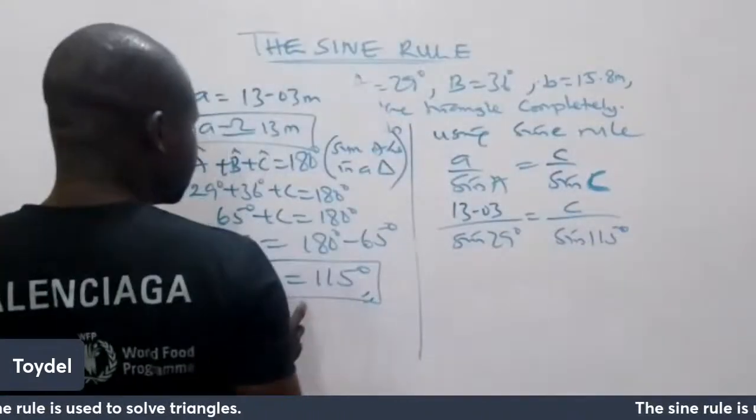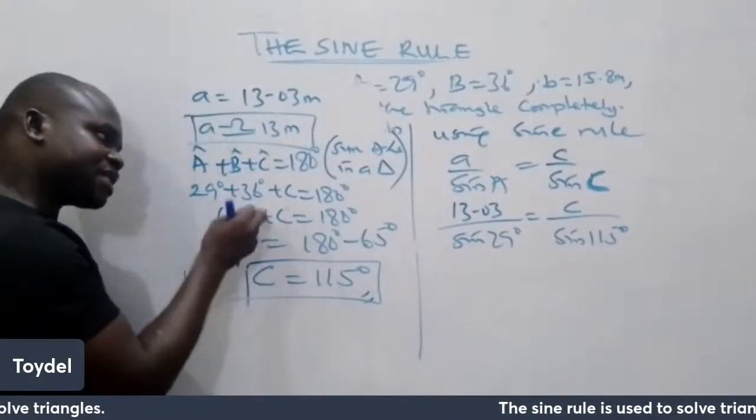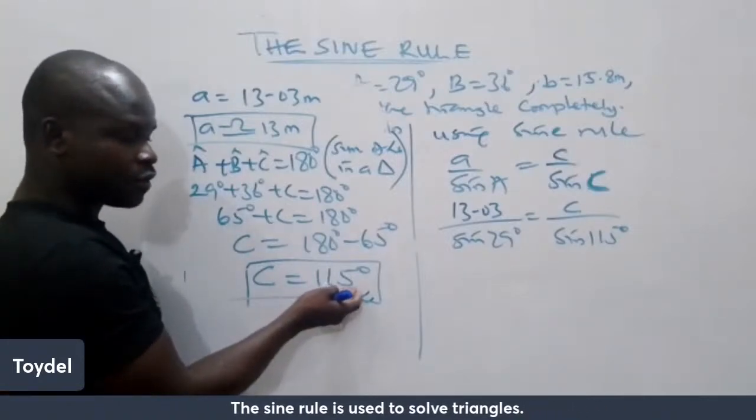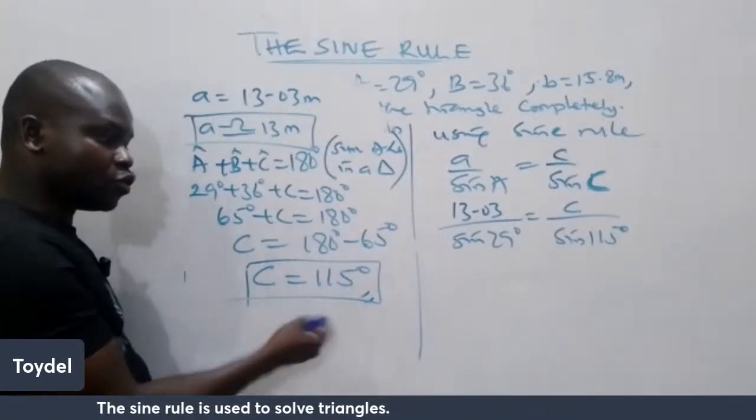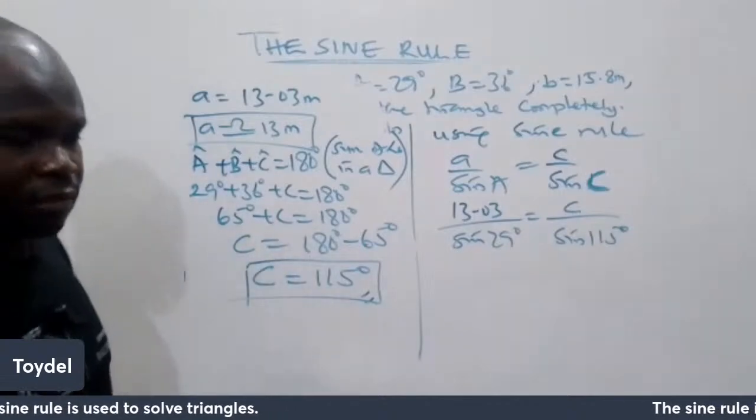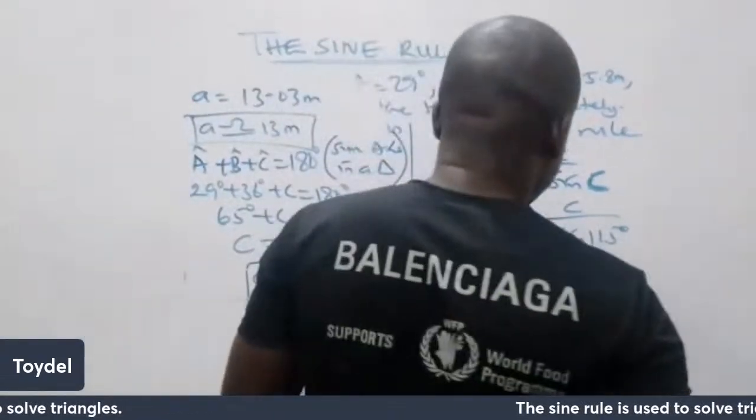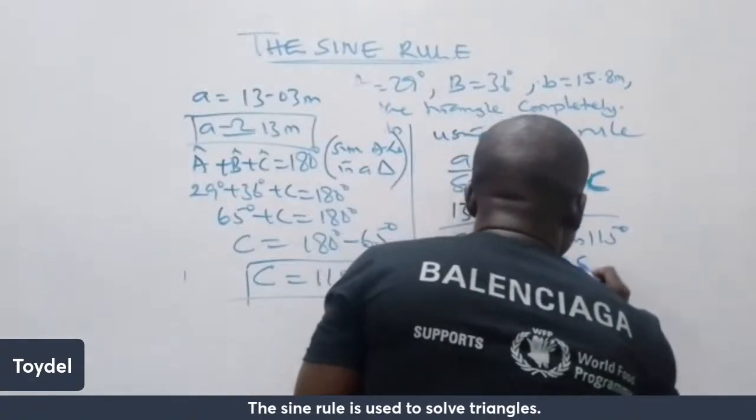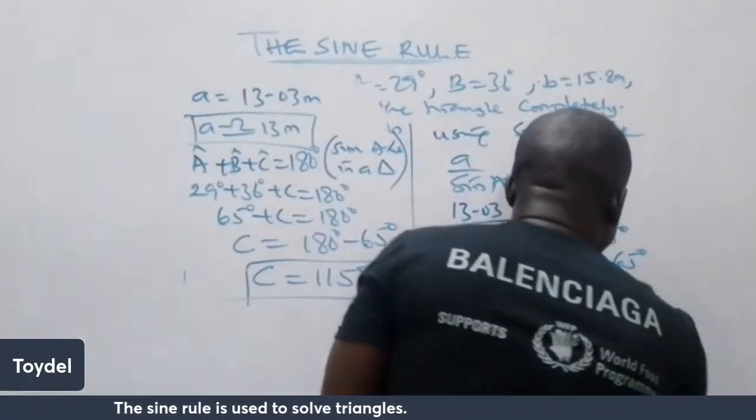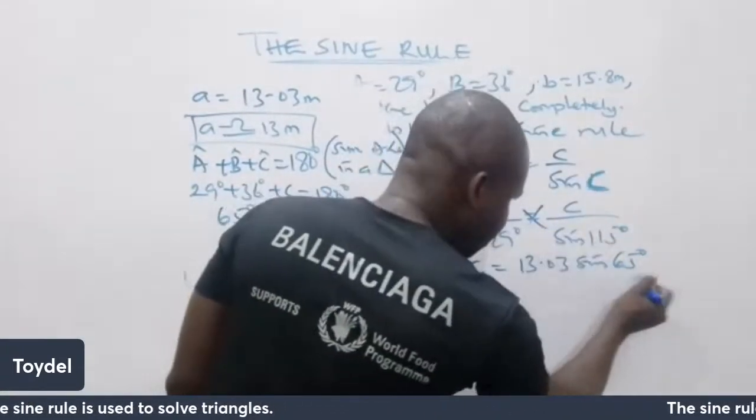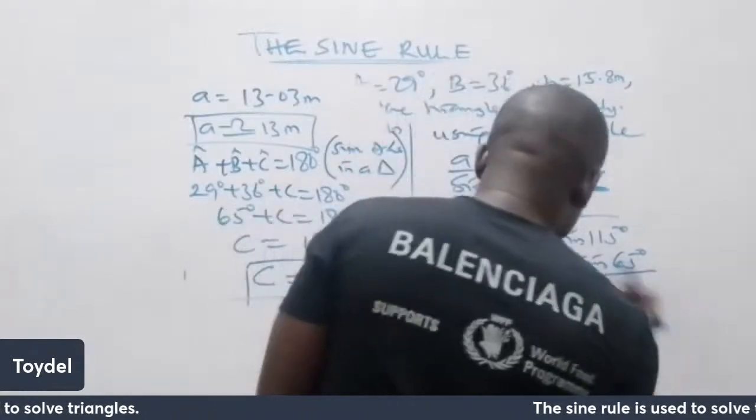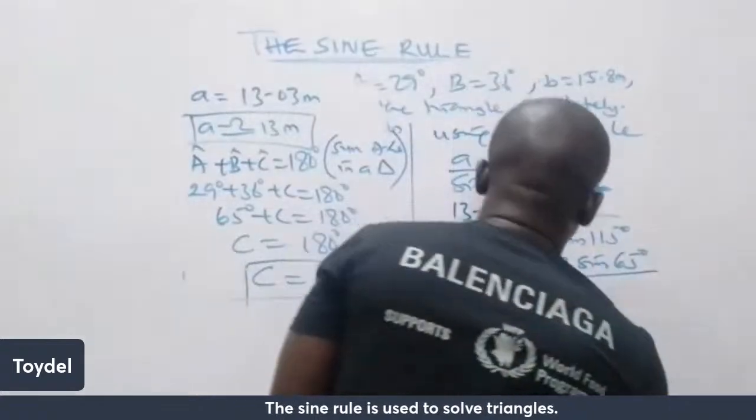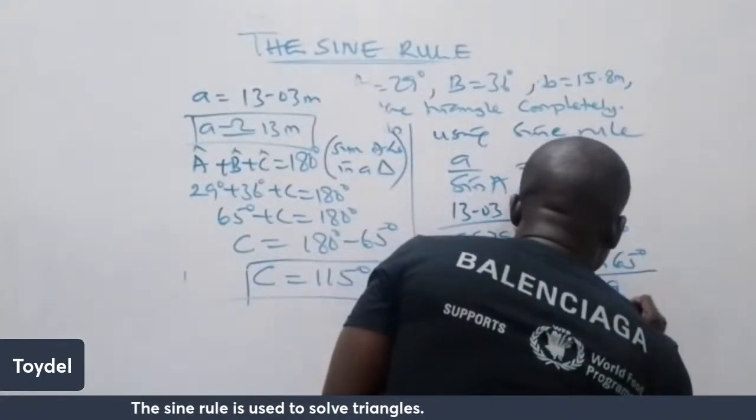Please note that sine 115 is the same thing as sine 65. If you press your calculator, it's the same thing. You can't get this from the fourth grade table. So if you are given this and you want to check your fourth grade table, you subtract this from 180, because sine is positive in the second quadrant. So if I cross multiply here, I'm going to have C to be equal to 13.03 sine 65. I decided to change sine 115 to sine 65, and you know the reason: sine is positive in the second quadrant, and the second quadrant is 180 minus theta. So all over sine 29 degrees.